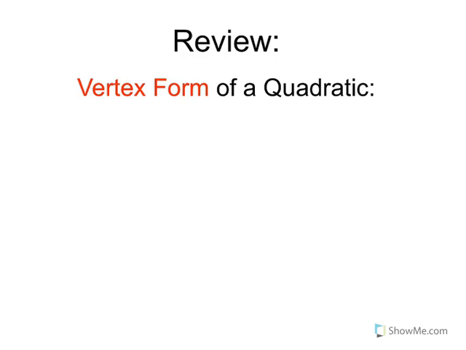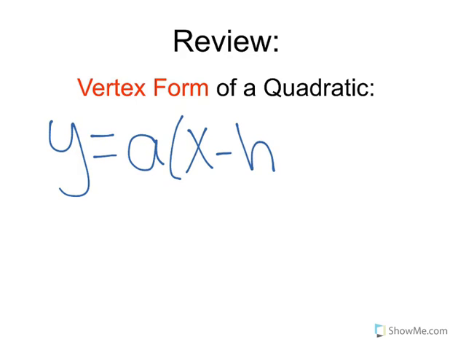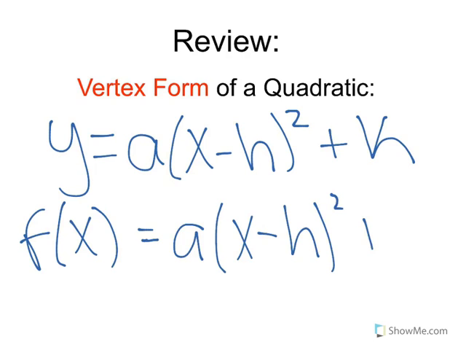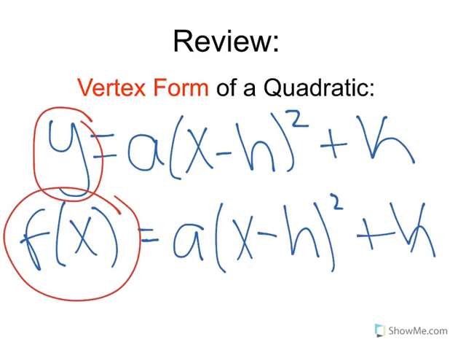So just to review, vertex form of a quadratic equation is y equals a times (x minus h) squared, with the squared on the outside, plus k. It could also be written as f of x equals a times (x minus h) squared plus k, because we remember that y and f of x are really interchangeable. They're the same thing.